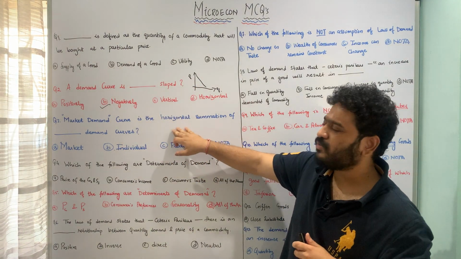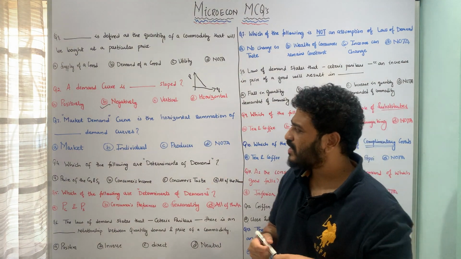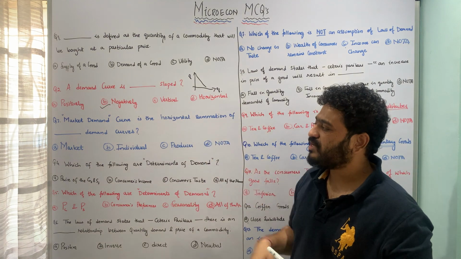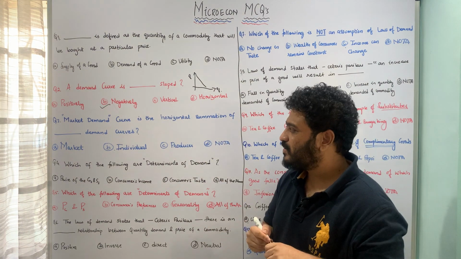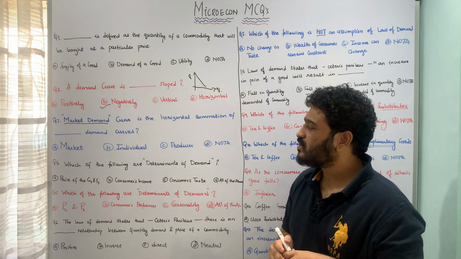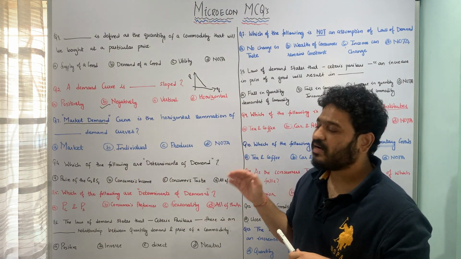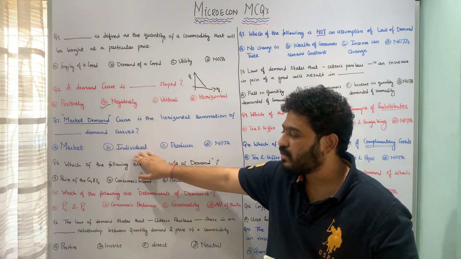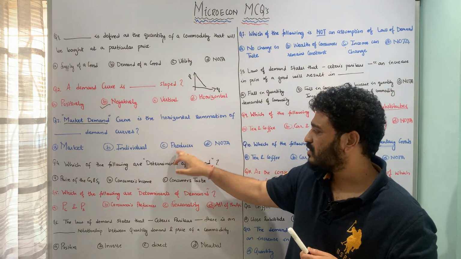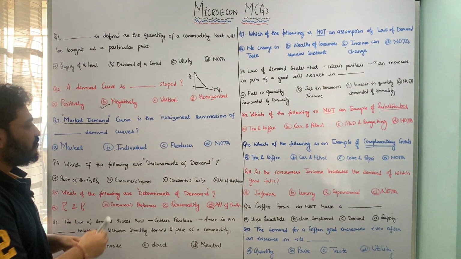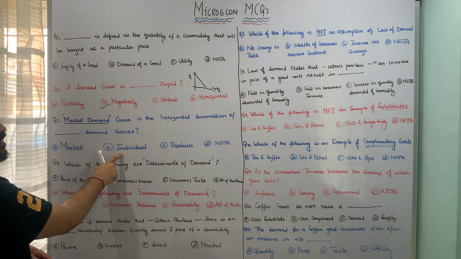Let us now move to the next question, which is talking about market demand curve is the horizontal summation of dash demand curves. Market demand curve, please pay attention to this word. A, the market demand curve, B, the individual demand curves, C, the producer's demand curve, or none of the above. So here you will have to realize that the answer for this question is going to be individual demand curve.